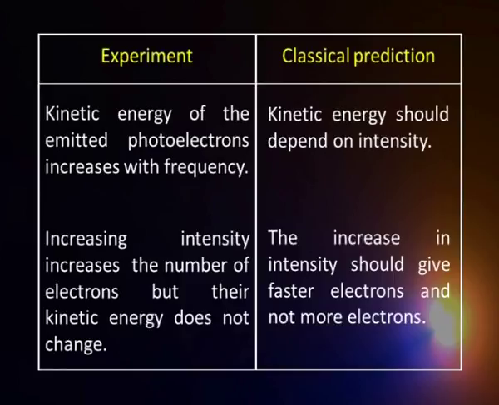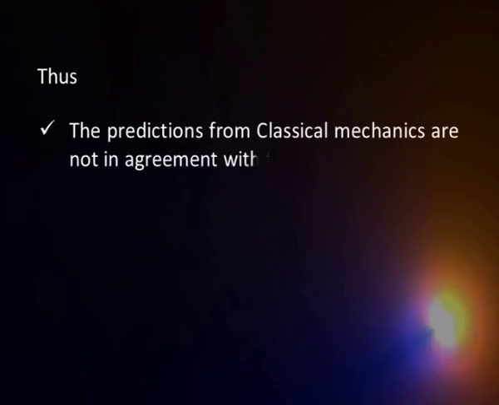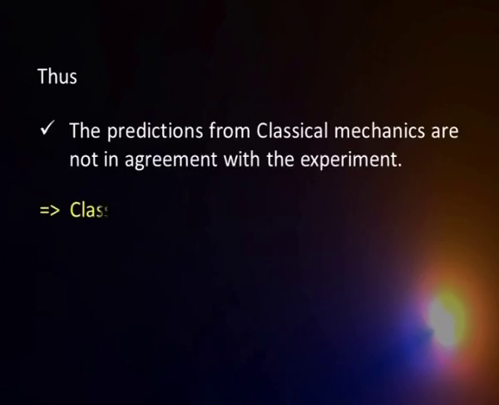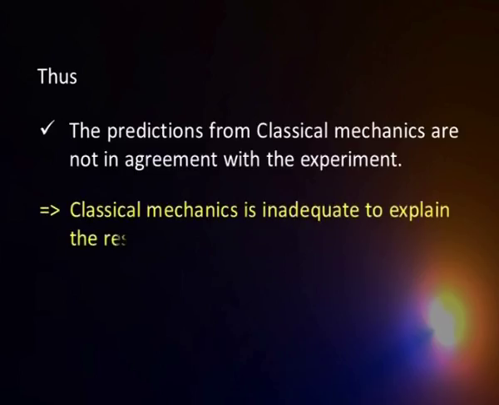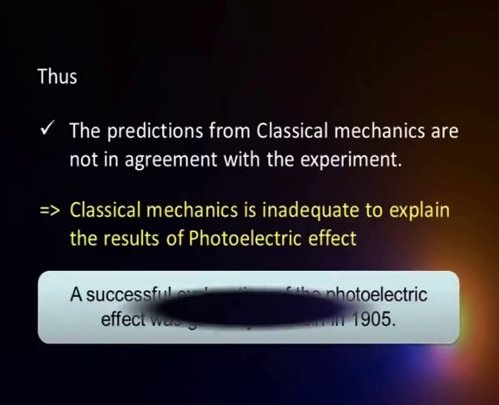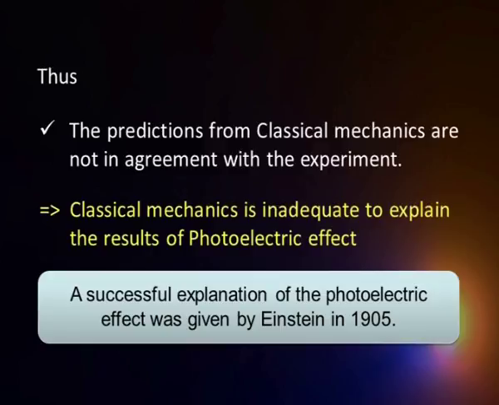So, we find that on all 4 counts, the experimental observations and the classical predictions do not match. That is the second instance, and what we find from here is that the predictions from classical mechanics are not in agreement with the experiment. In other words, classical mechanics is inadequate to explain the results of the photoelectric effect. And a successful explanation of the photoelectric effect was given by Albert Einstein in 1905.